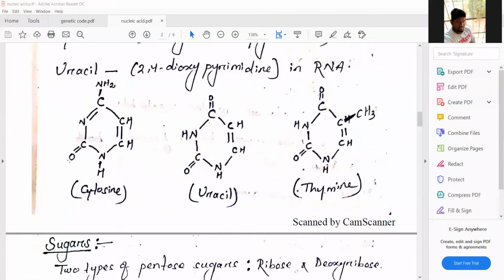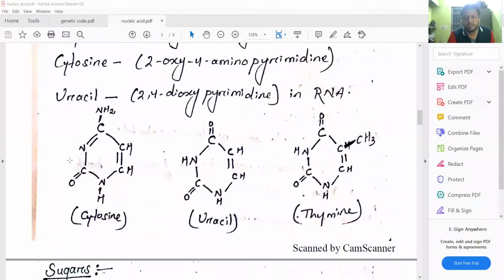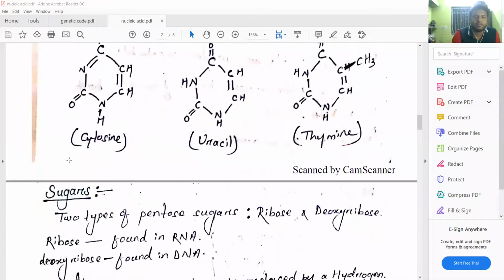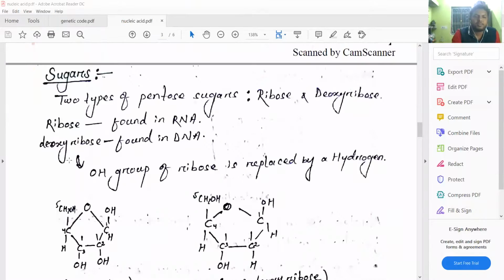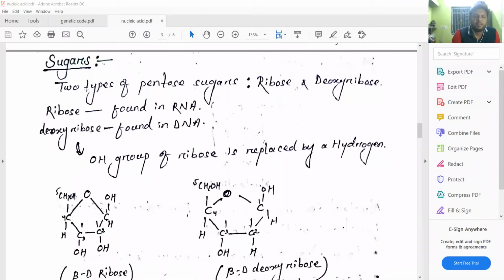Next, coming to the nucleotides, what are there? First, this is the nitrogenous base. Then coming to the sugar. Okay, so what kind of sugar is there? Two types of sugar, that is your pentose sugar is there. One is your ribose sugar, and another one is your deoxyribose.